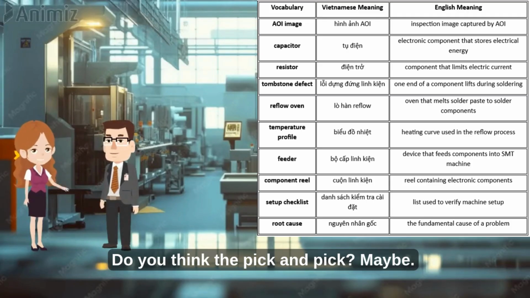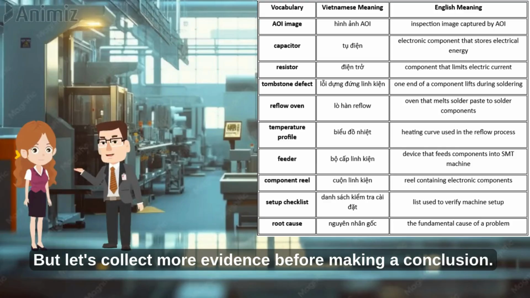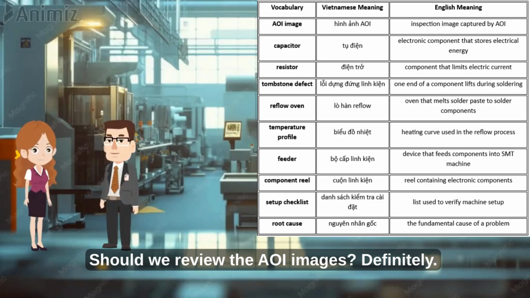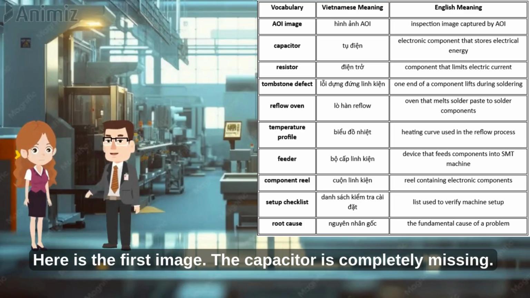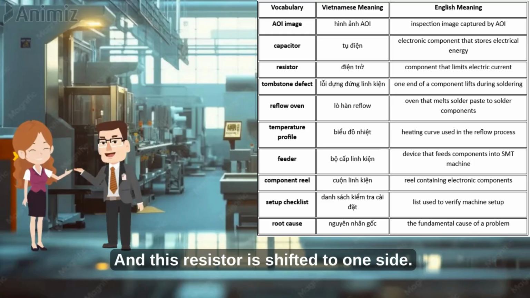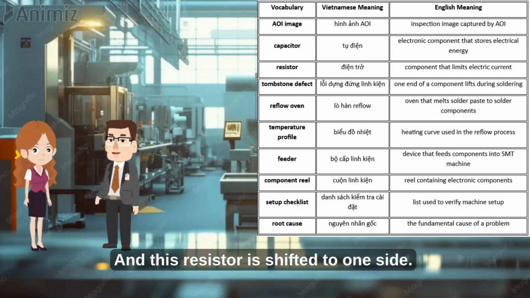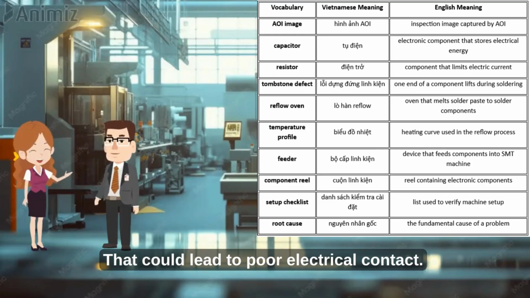Do you think the pick-and-place machine caused this? Maybe, but let's collect more evidence before making a conclusion. Should we review the AOI images? Definitely. They will help us identify the exact problem. Here is the first image. The capacitor is completely missing. And this resistor is shifted to one side. That could lead to poor electrical contact.